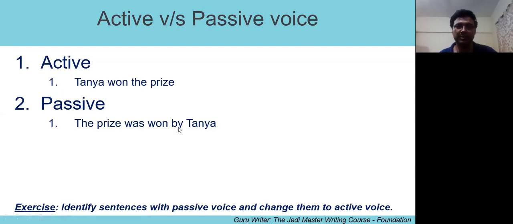I've given 2 examples. Just to explain in very simple terms, if you break up a sentence into its subject, the action, and the object, the subject here is Tanya, that is the person who is doing the action. The action is winning, and the object is the prize, right? So Tanya won the prize. Easy to understand, right? And short as well, by the way.